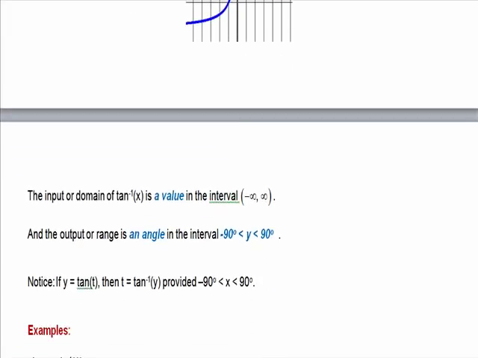So just to sum this up, when we're talking about the inverse tangent, the input on inverse tangent will actually be any number. And again, this is different than inverse sine and inverse cosine. With those, our inputs could only be -1 to 1. With inverse tangent, the input is any number, and the output will be an angle between -90 and 90, not including them. So lastly, to sum up, if we knew that y equals tangent of t, then the inverse statement would be t equals the inverse tangent of y, provided our t, that should be a t, not an x, provided our t is between -90 and 90.